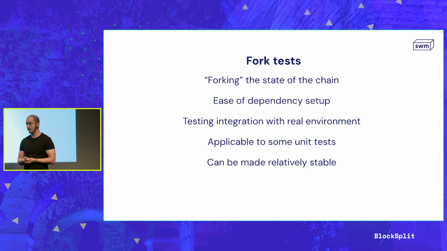And those tests can be made relatively stable by locking the block number that you are pulling from, so it doesn't break randomly on the CI, whether you want to pull the latest block and something in the state changes that you don't expect.